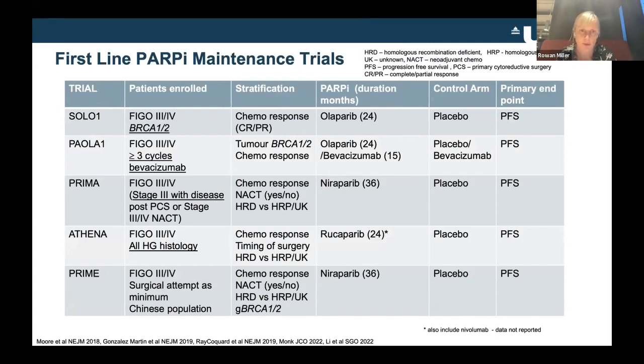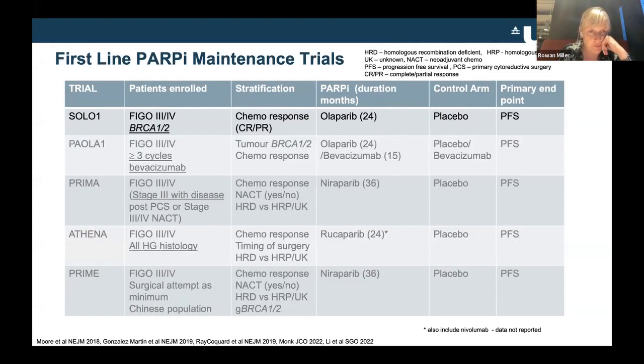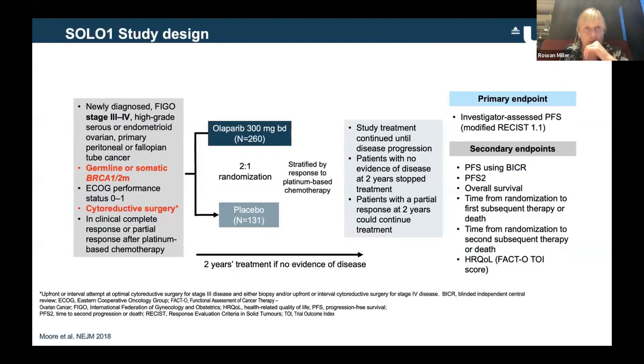I'm not going to go through them all, but essentially there's a number of key similarities and differences. For all of them, there was a fixed duration of PARP inhibitor, olaparib and rucaparib was given for 2 years, and niraparib was given for 3 years, and all of them had a primary endpoint of progression-free survival. But I'll show you the 3 most important ones, the SOLO-1 trial being the first one.